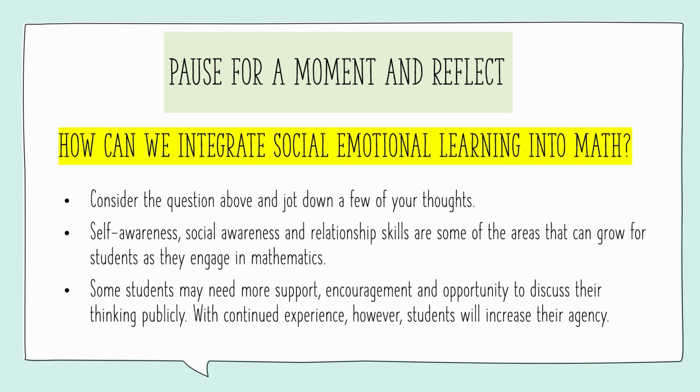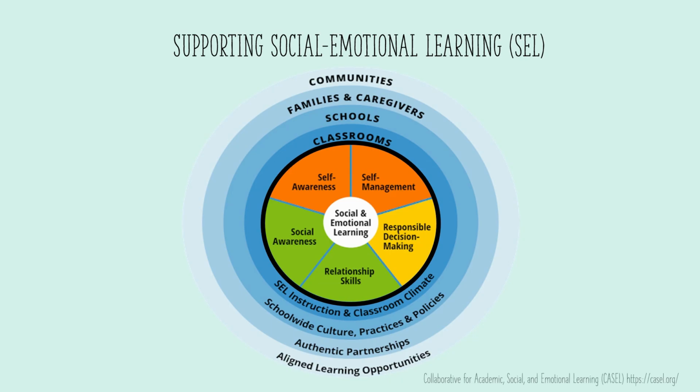Let's dig a little deeper into the big ideas of social emotional learning and some specific connections to visual math and models. The Collaborative for Academic and Social Emotional Learning, or CASEL, has identified 5 core competencies of social emotional learning. Those competencies include self-awareness, self-management, social awareness, relationship skills, and responsible decision-making.